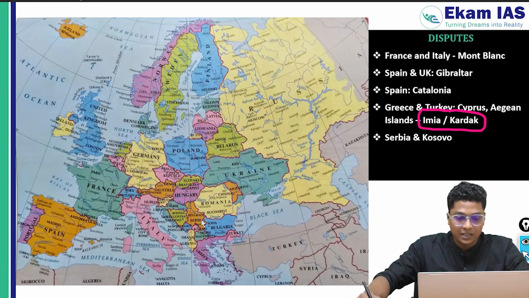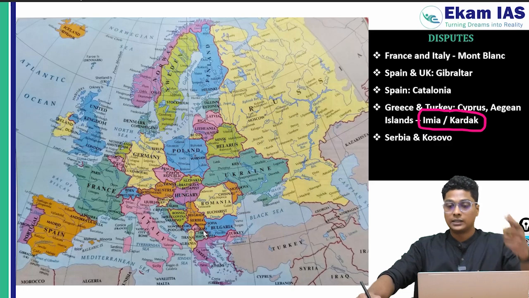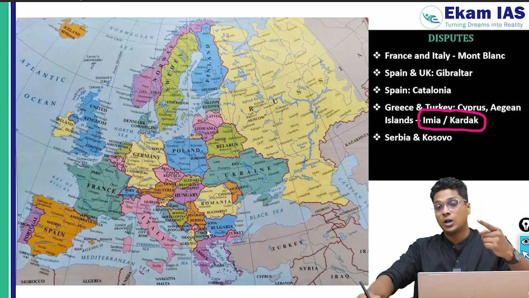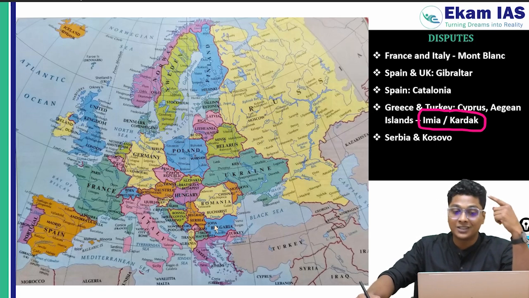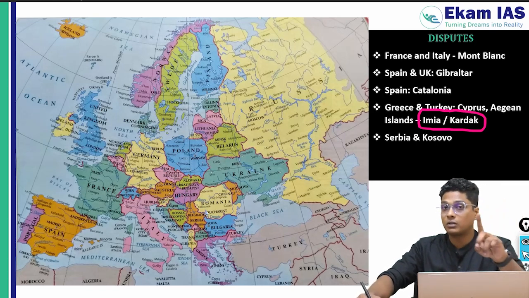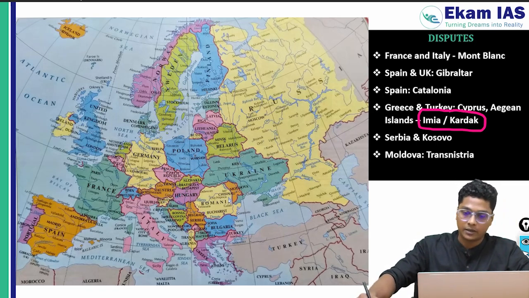Then another one is here, Serbia. Then this is Kosovo. We have seen earlier Kosovo got separated from Serbia. So Serbia, Kosovo, remember that. And the northern part of Serbia is bordering Hungary, which is not part of the Balkan nations, right?